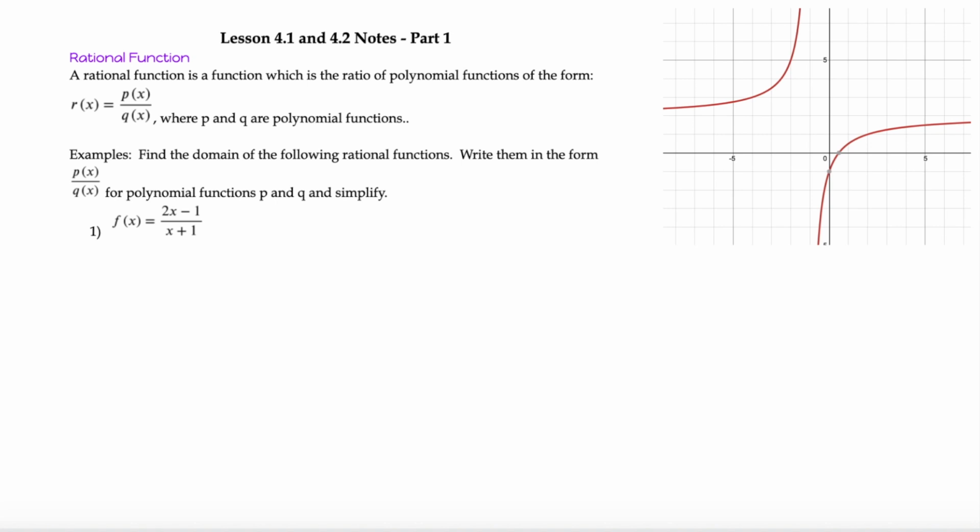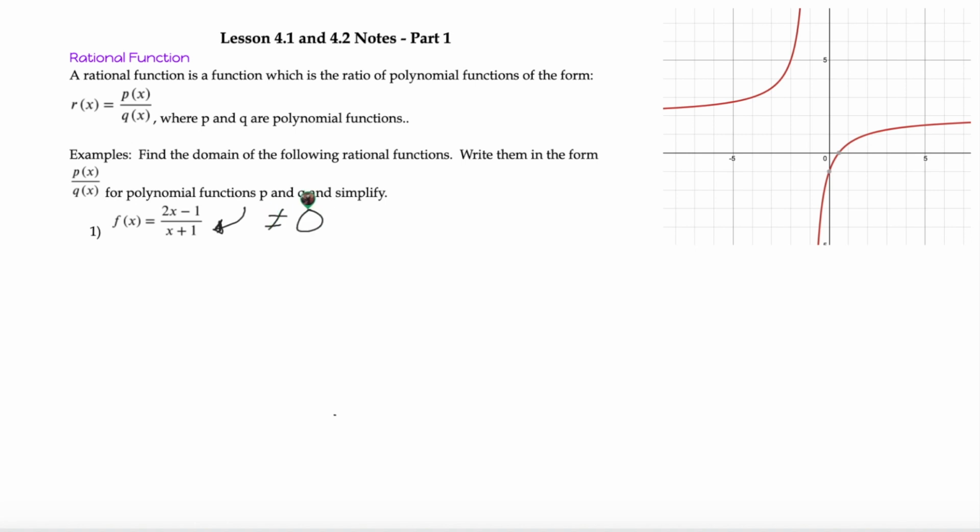So our first examples are to find the domain of the following rational functions and write them in the form where I have a polynomial over a polynomial, and then simplify. When I'm looking at 2x minus 1 over x plus 1, this is already simplified for us because we can't factor anything and we don't have any common factors to cross out. But what we are concerned about is that the denominator cannot be 0.